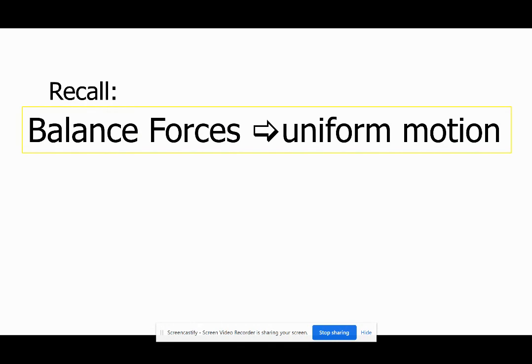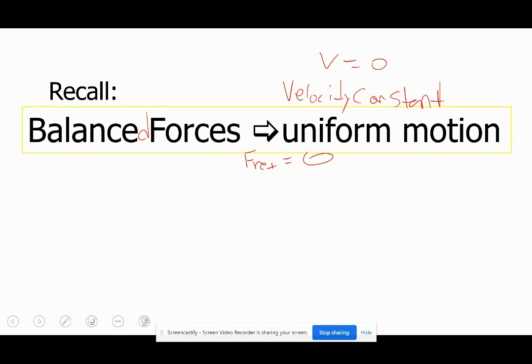To recall from Newton's laws, balanced forces will always result in uniform motion. Uniform motion means that the velocity is constant. That can be a constant value, and it can also be zero, right? It can also stay with no velocity. So a constant velocity is uniform motion. If the forces are balanced, that means the net force is equal to zero, then you're going to get uniform motion.